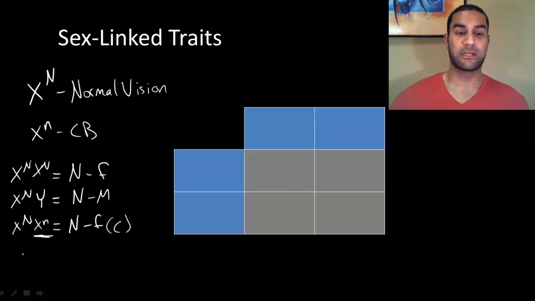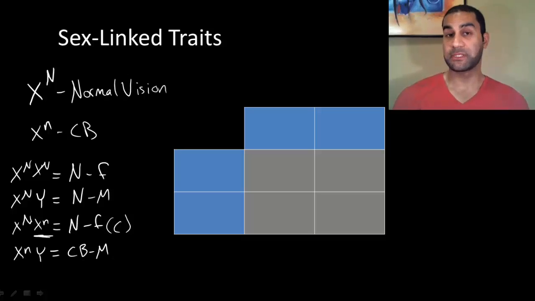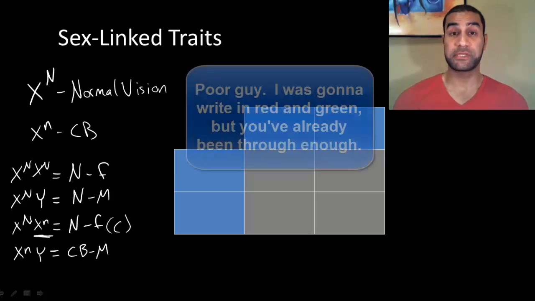Okay, let's give another scenario. Let's say you have this genotypic combination. First off, male or female? This is a male. That male's only X is recessive. So does this male have normal vision or is he colorblind? This is our first scenario of a colorblind individual. Here is a colorblind male. The colorblind male's only X is recessive, so he automatically shows for that recessive trait.